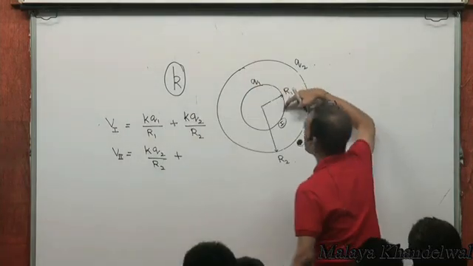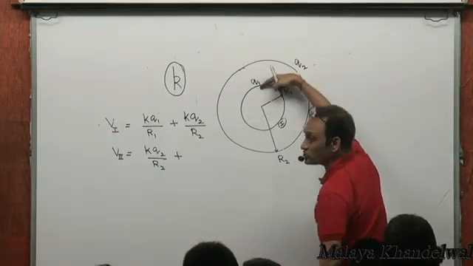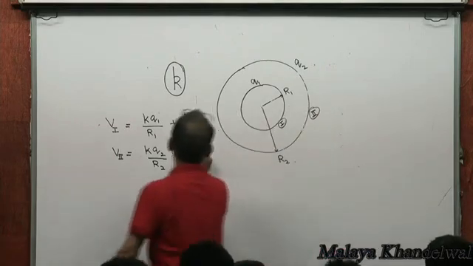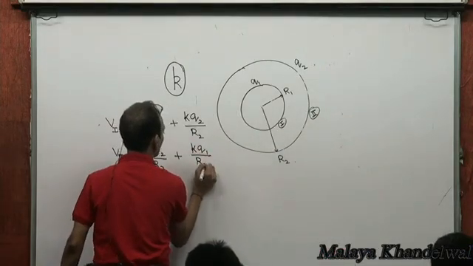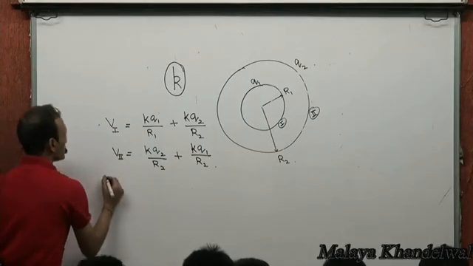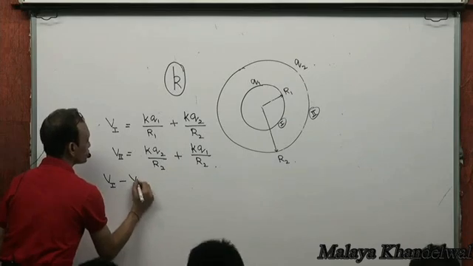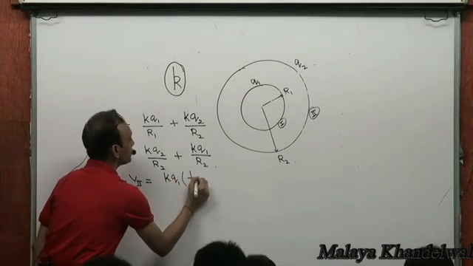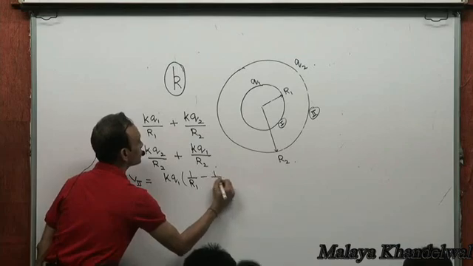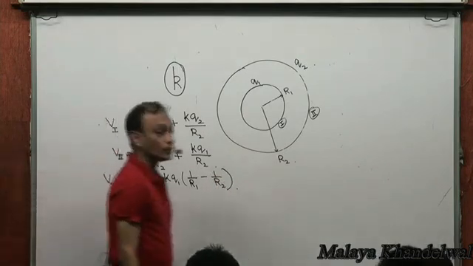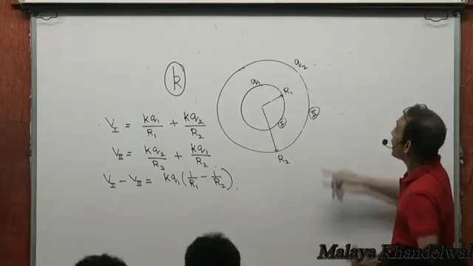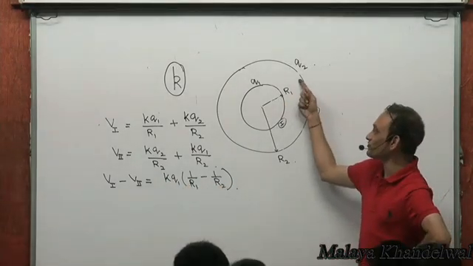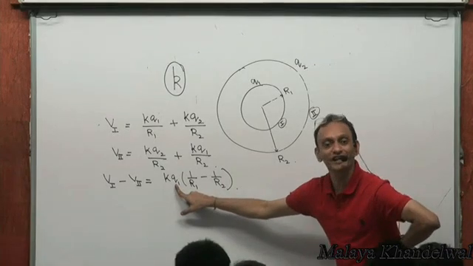Plus, now as far as the potential on this is concerned, because of this, I can imagine q1 to be concentrated at the center. So that's going to be kq1 by r2. And now if I take the difference, say potential 1 minus potential 2, kq2 by r2 will get cancelled, leaving me with kq1 into 1 by r1 minus 1 by r2. Which means now if I change q2 to q2 prime, the potential difference will not change. The potential difference between these two surfaces will depend only on the charge on the inner surface, yes or no?